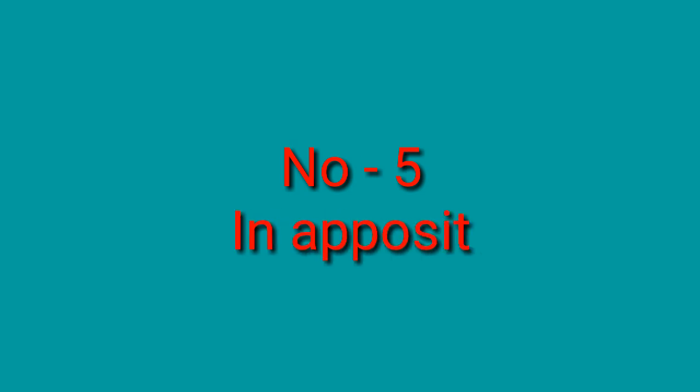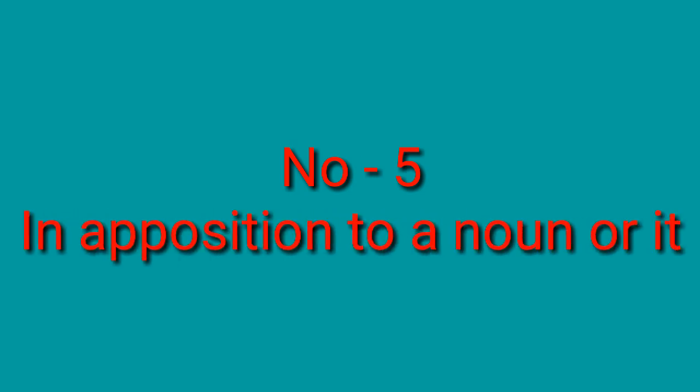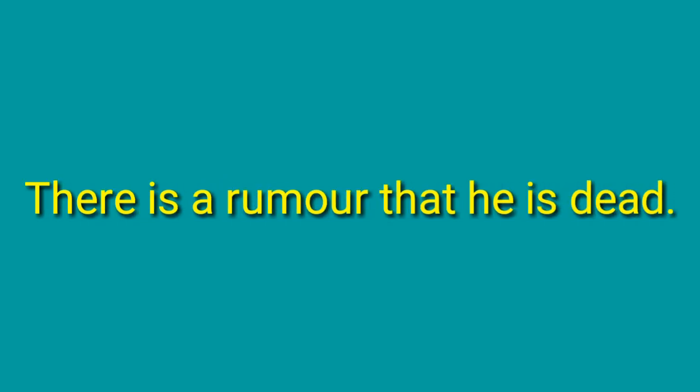Number 5, in apposition to a noun or it. Apposition means placing two things side by side or fitting together two things. There is a rumor that he is dead. Here the clause that he is dead has been used in apposition to the noun rumor. So it is easily identified as in apposition to a noun or it.